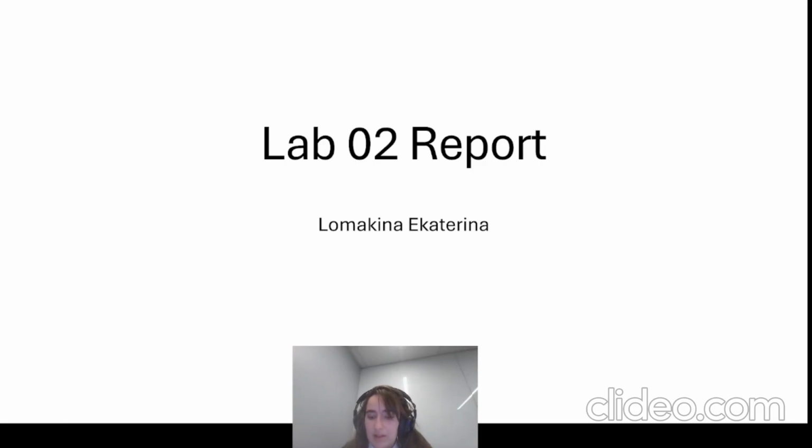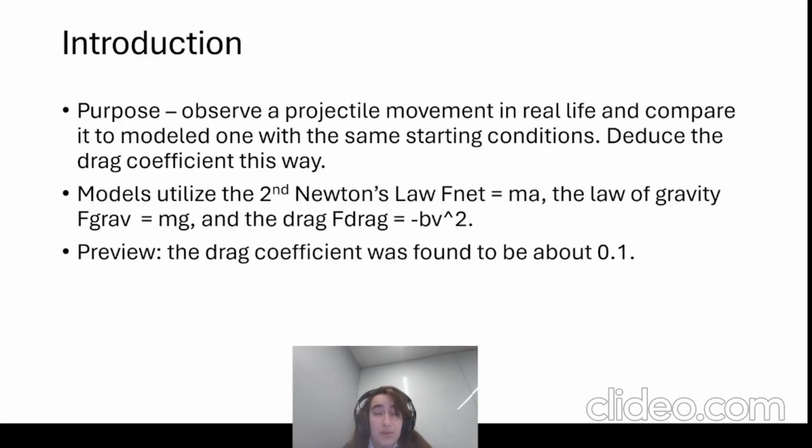And let's begin. The introduction: the purpose of this lab was to observe projectile movement in real life and compare it to a modeled one with the same starting conditions, and deduce the drag coefficient this way, as well as deduce if we can find terminal velocity this way.